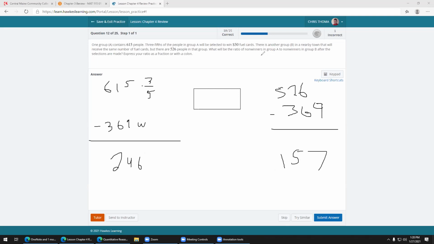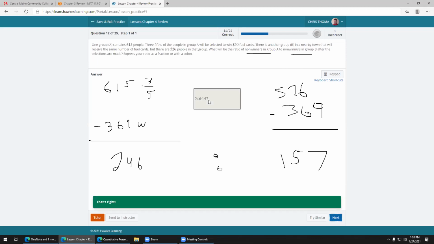Right? And the reason I'm subtracting is because it wants the ratio of non-winners to non-winners. So my ratio is 246 to 157. I am going to put this in my calculator to see if I need to simplify it. And I'm using the fraction key because if I use the fraction key, it will simplify for me. And it does not simplify. So get rid of my pen. 246 colon 157.